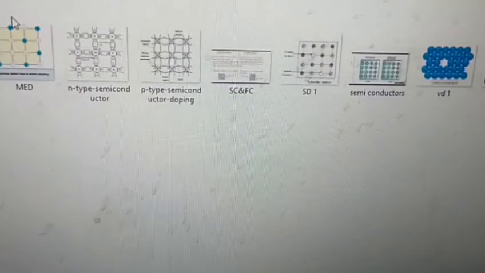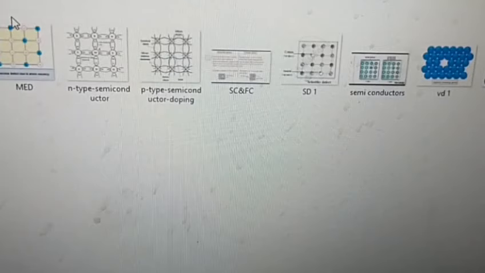Now point defects can be classified into 3 types: stoichiometric defects, impurity defects and non-stoichiometric defects. Stoichiometric defects are again classified into two types: vacancy defect and interstitial defect.